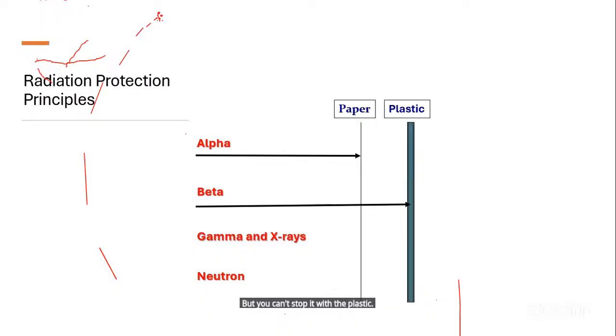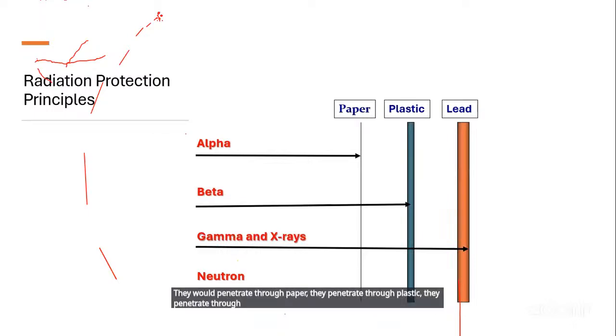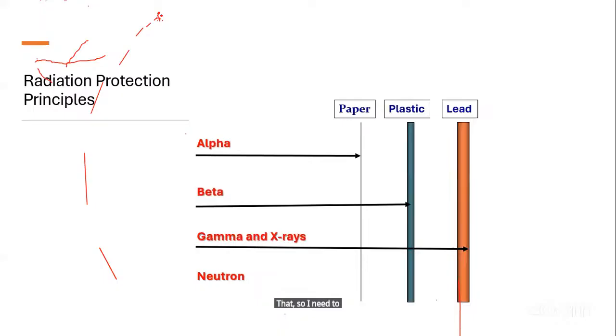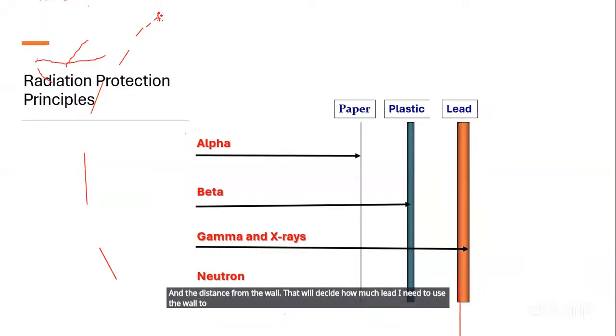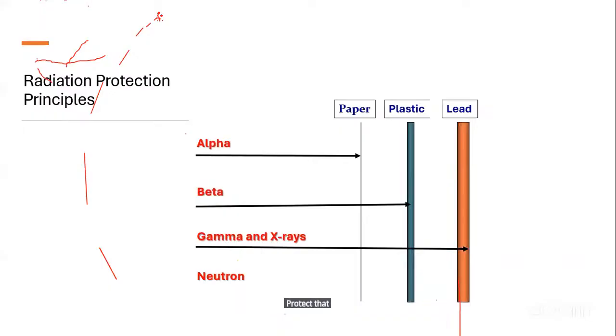Gamma and X-rays will penetrate through paper, plastic, and human bodies, and they can be stopped by lead. Depending on the strength of the machine and the distance from the wall, that will decide how much lead I need to use in the wall to have the shielding to protect that room from radiation going outside.